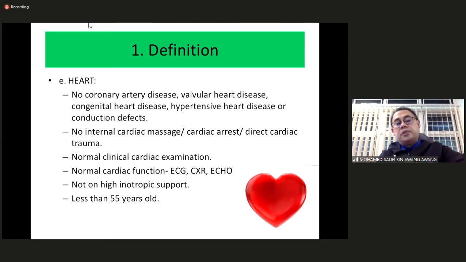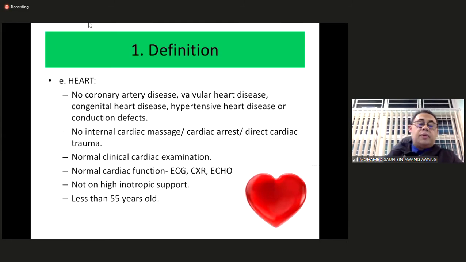The cardiac examination must be normal, supported by a normal ECG, chest X-ray, and echo. And in the ICU setting, there should be no evidence of high inotrope support. A small dose is okay, but high is not good. Otherwise you cannot subject the patient to heart transplant. But of course, we can subject the patient to other things, like the cornea and the bone, or maybe other organs, but not the heart. For the heart, it is usually recommended for those less than 55 years old.